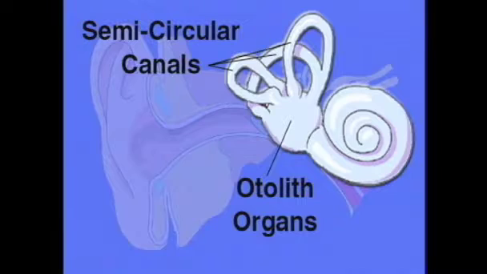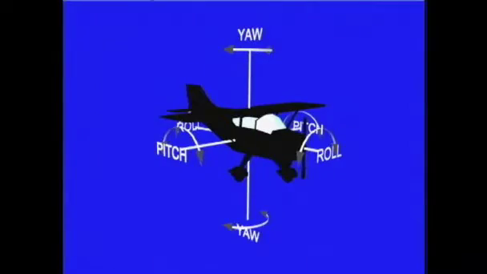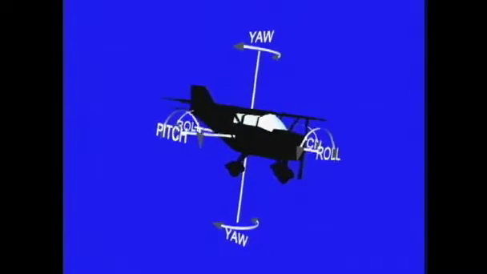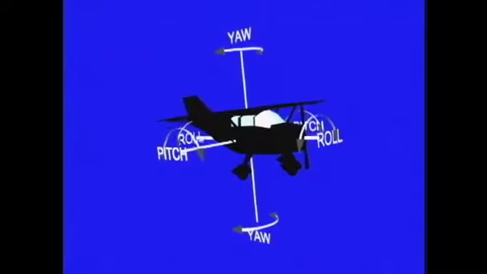The inner ear contains the vestibular system. This system is the size of a pencil eraser and contains two distinct structures, the semicircular canals and the otolith organs. The semicircular canals of both inner ears monitor angular acceleration and sense rotation in three dimensions. The planes of the three canals in each ear correspond to the roll, pitch, or yaw motions of an aircraft.